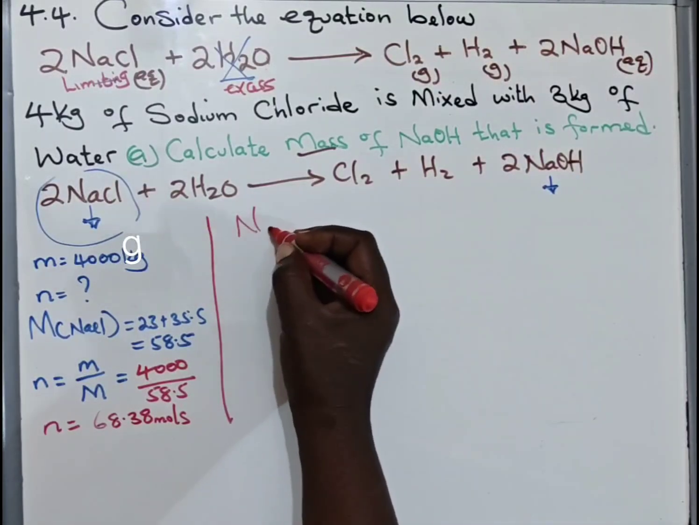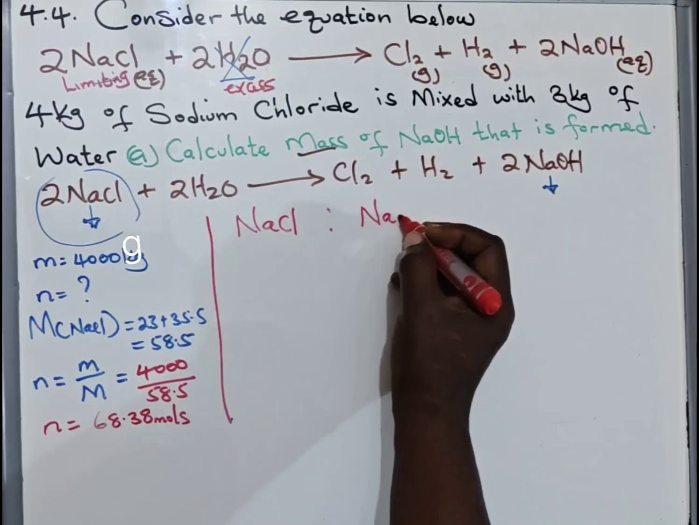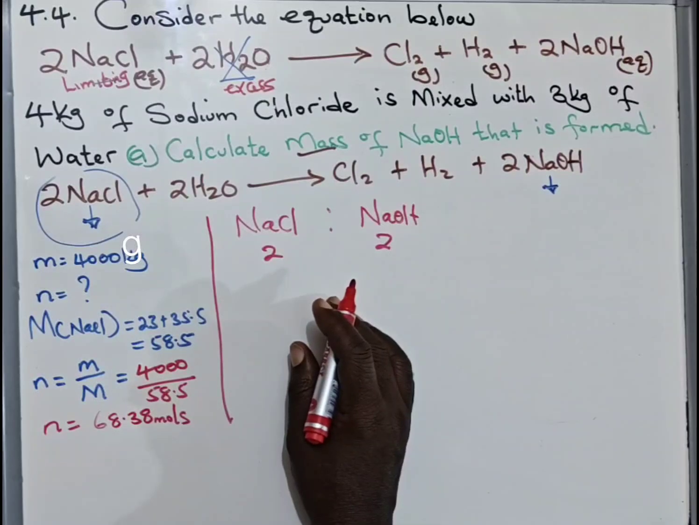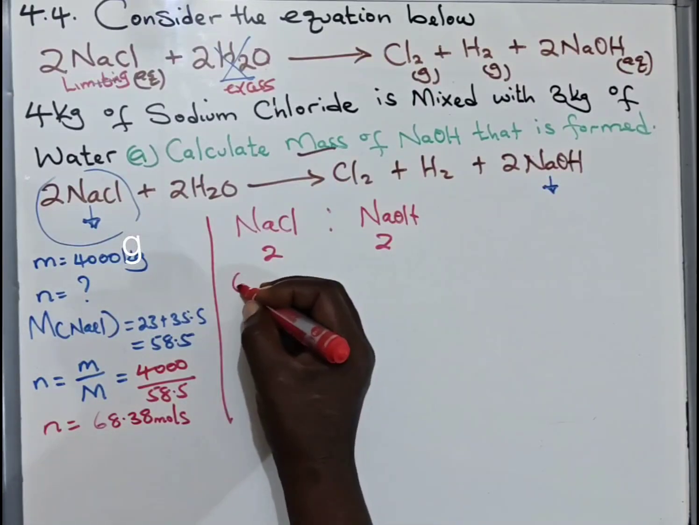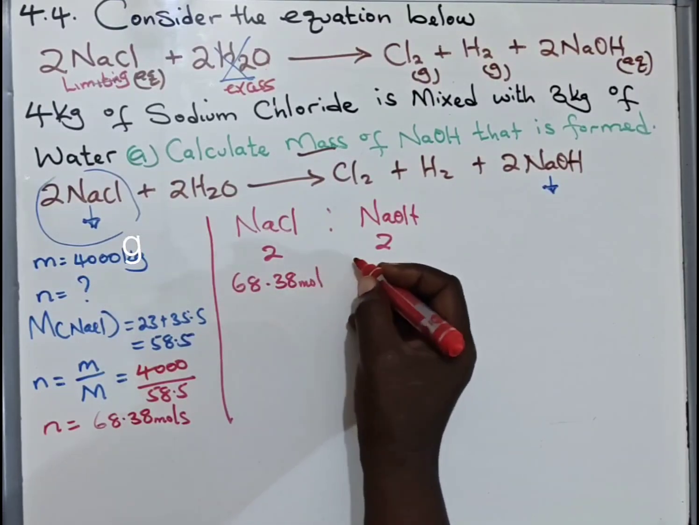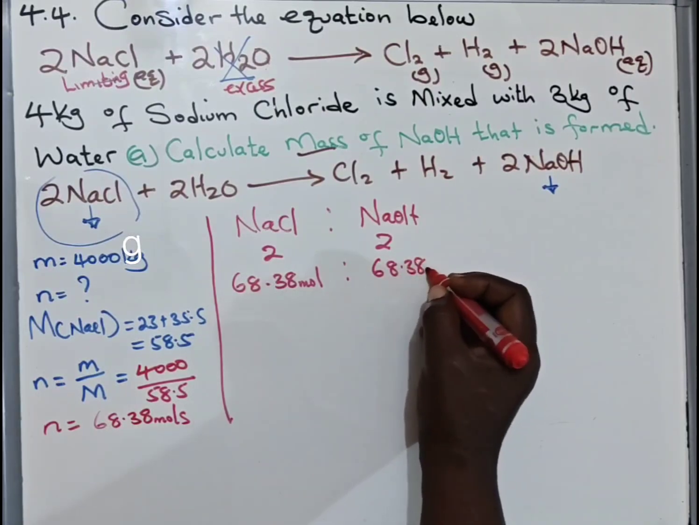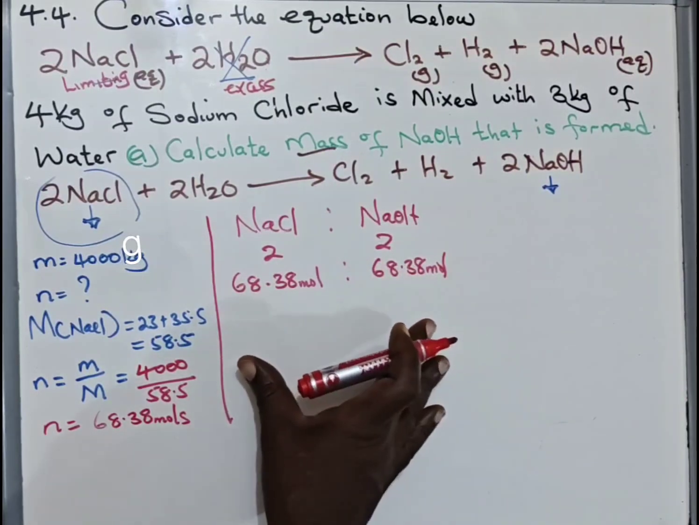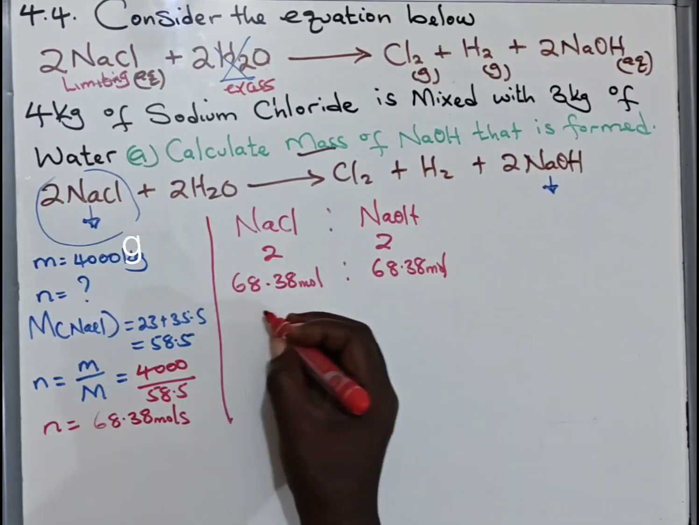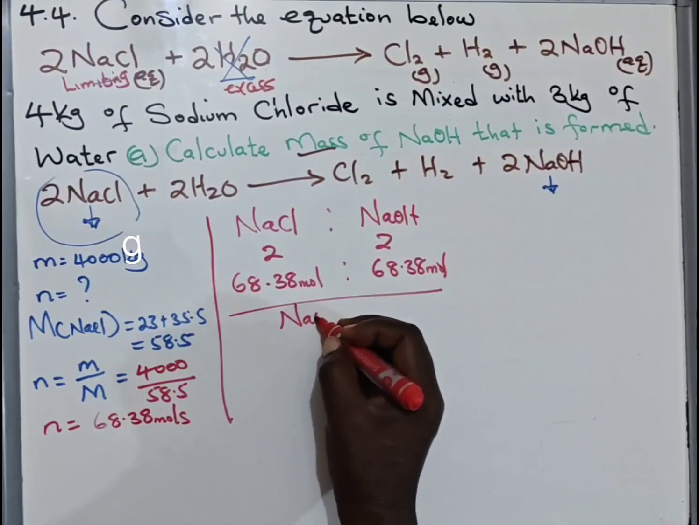when you look at this comparison between the 2, the ratios are 2 to 2, which means 1 to 1. So if you have this one as 68.38 moles, it means that this side is also going to be 68.38 moles. That's what a mole ratio 1 to 1 implies. So from here, you can proceed and determine our sodium hydroxide.